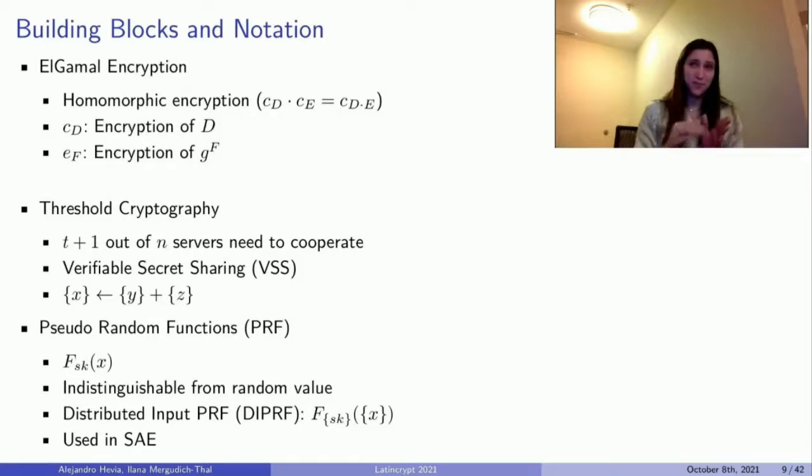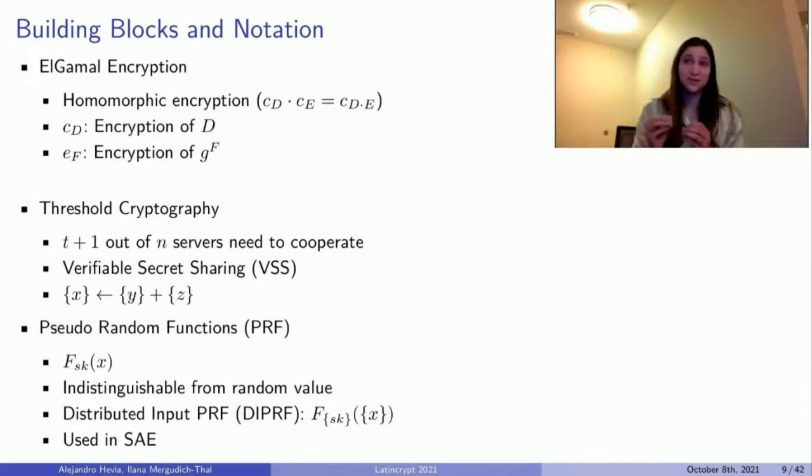I'm going to quickly run through some building blocks and notations so that it will be easier to understand what comes next. First, we have ElGamal encryption. We use both C and E for ElGamal encryptions, and encodings, but when you see that, we are always referring to ElGamal encryptions.